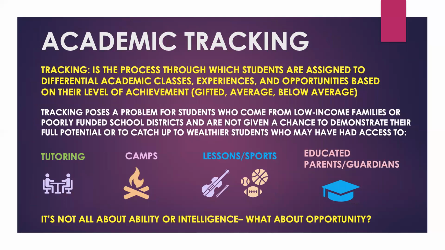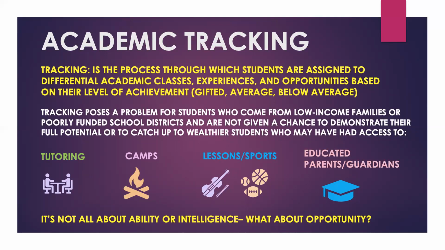So next, let's talk a little bit about academic tracking. Some of you may have heard this term, this might be new. So tracking is a process through which students are assigned to different classes, experiences, and opportunities based on their level of achievement. So there are children who are considered to be gifted, average, or below average. Children who are labeled as gifted are more likely to be put on academic tracks and to gain more experience in the fields that are really important on the job market, really highly valued, like mathematics, foreign language, literature.